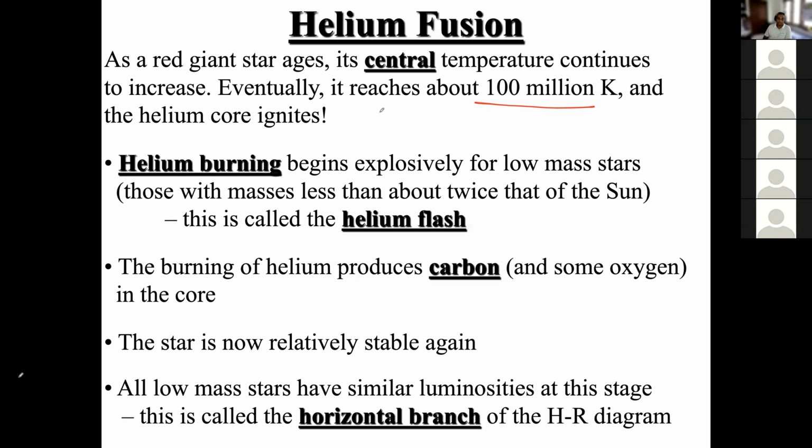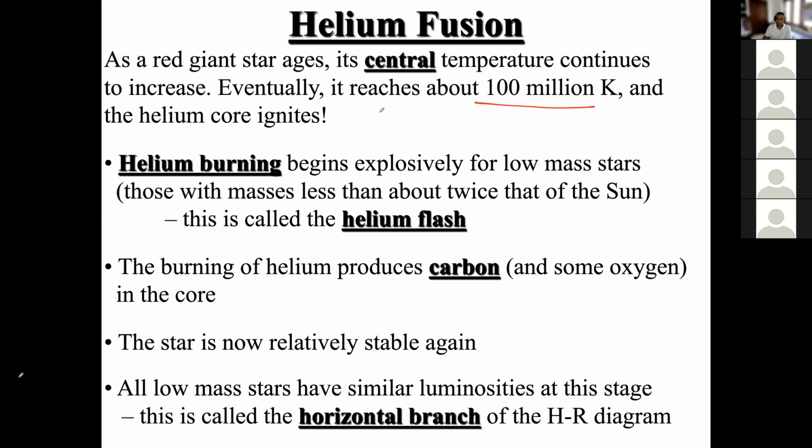So when you have this helium burning, especially for low mass stars, this will be a kind of explosive event, right? Which means the helium will start to burn explosively, and this is actually called a helium flash. So you will see it as a helium flash, right? Now, when you burn helium, it will produce carbon and maybe some oxygen as well.